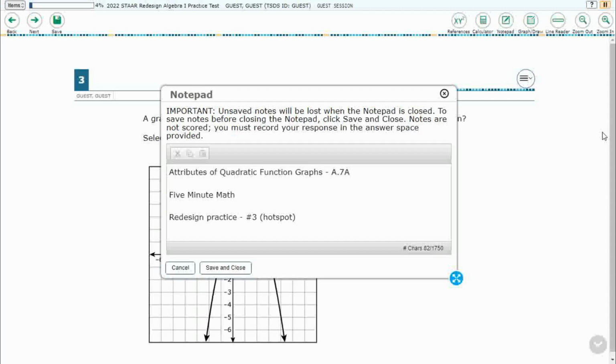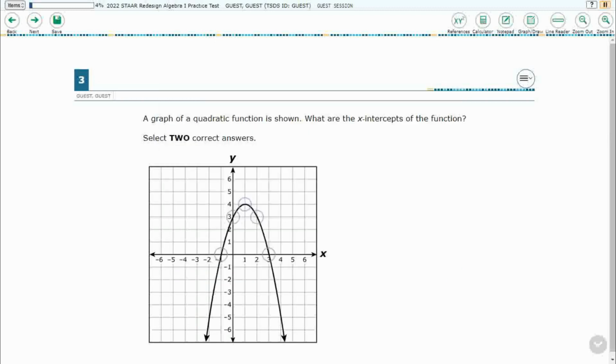Today we are looking at the Algebra 1 concept of attributes of quadratic function graphs. This is standard A.7A in the great state of Texas, and we are using item number 3, which is a new item type called hotspot, of the redesign practice online STAAR test.